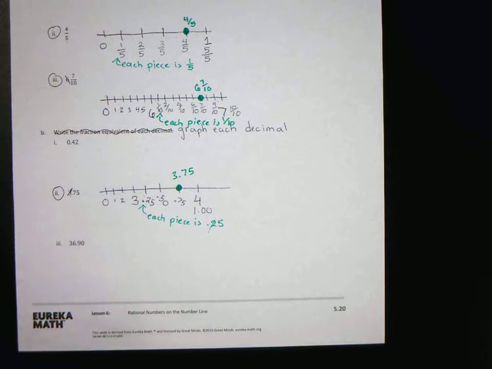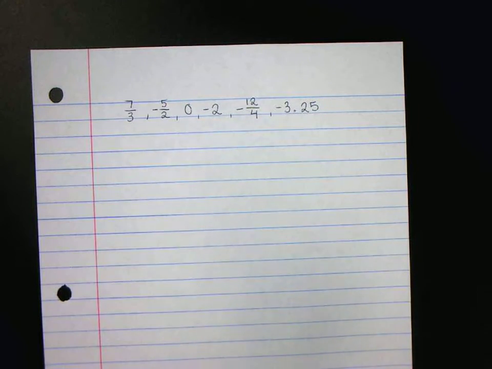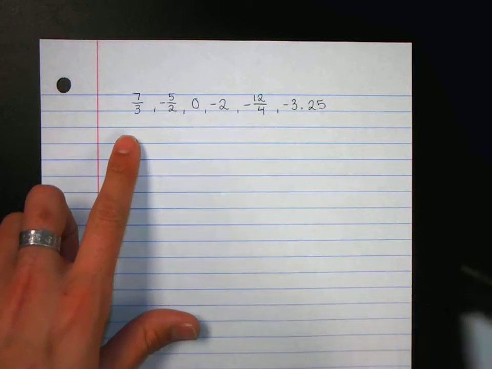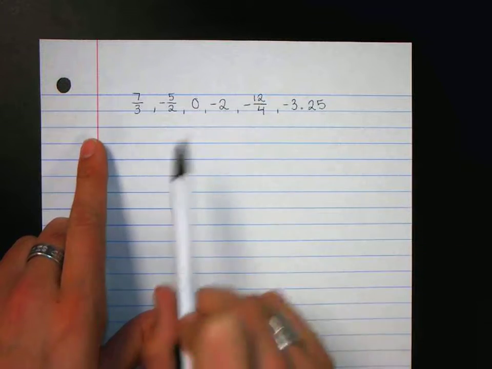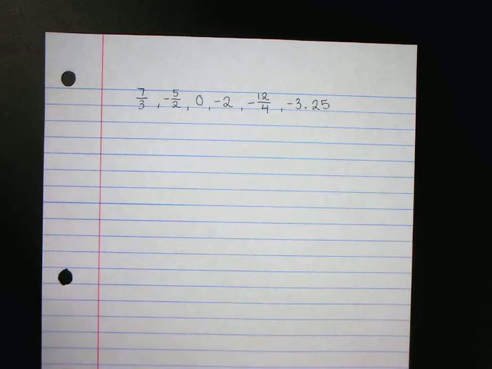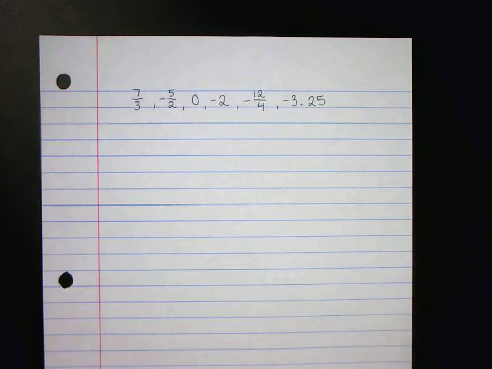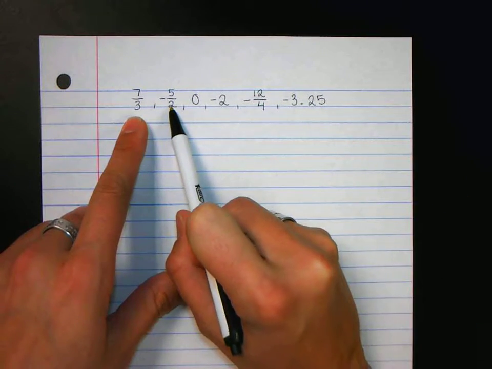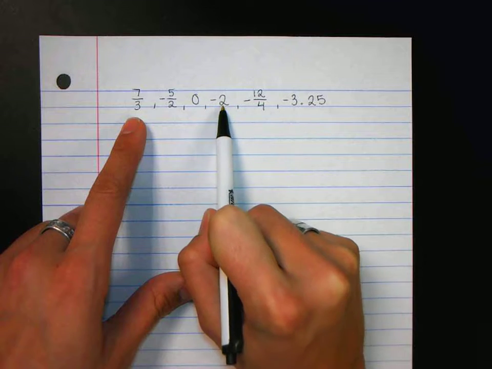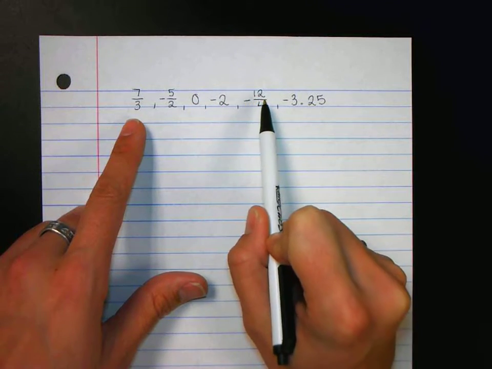Alright, now we're going to practice doing some positive and negative rational numbers. So I did attach the Khan Academy video to OneNote, but I also want to go over the problems that are in the video. So in the video, they give you these lists of rational numbers, and they're asking you to order them from least to greatest. I don't want to order them from least to greatest. I just want to practice graphing these. Okay? So we have 7/3, -5/2, 0, -2, -12/4, -3.25.